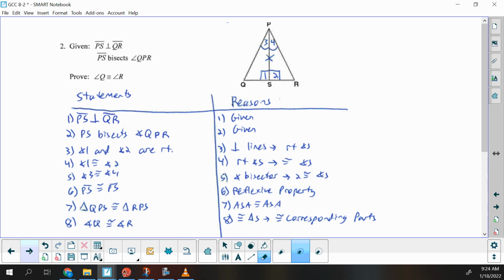So based on perpendicular lines, we should automatically have right angles. Then right angles implies congruent angles. That gave us the angle 1 and angle 2 congruent eventually. Angle bisector, because the angle comes after the word bisects, implies two congruent angles. So I numbered them 3 and 4 in my picture. And then we were out of stuff, so look for a reflexive property. You got angle, side, angle there.